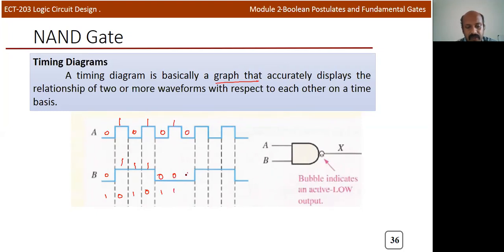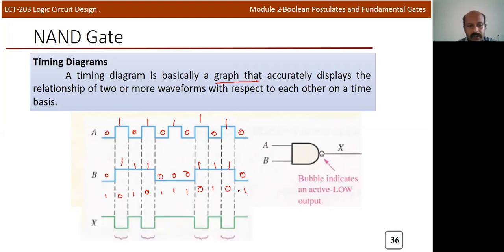When it is 0 0, the output will be 1. For 1 1, the output will be 0. For 0 1, the output will be 1. For 1 1, the output will be 0. For 0 0, the output is 1. You can also draw the waveform. This is a graphical representation, or you can call it a timing diagram.